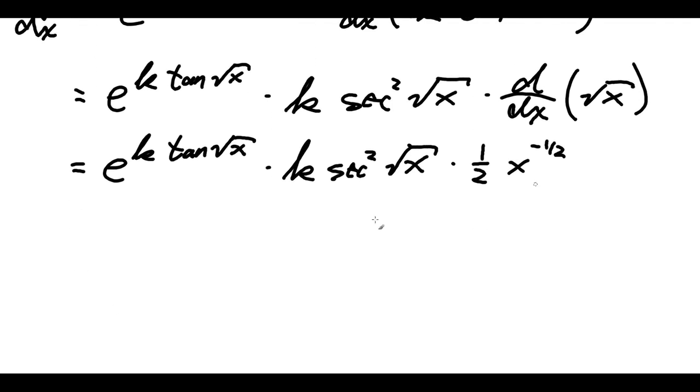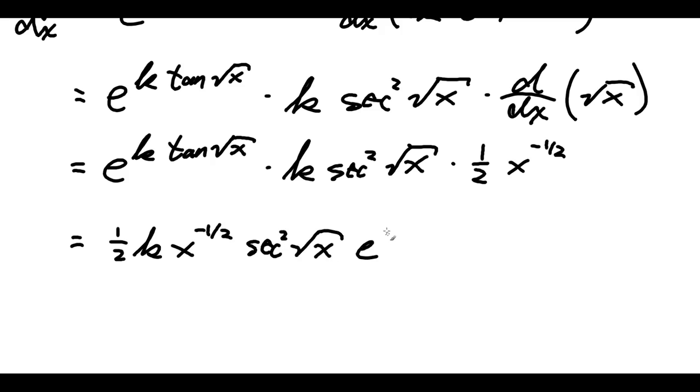I suppose I could write out what I was talking about before, where you can bring the 1/2. Let's say, actually, probably want to say something like 1/2 k x to the negative 1/2 secant squared radical x e to the k tan radical x, something like that. And again, as I did before, you could leave it like this, or you could tuck the fractions down below to make them actual fractions.